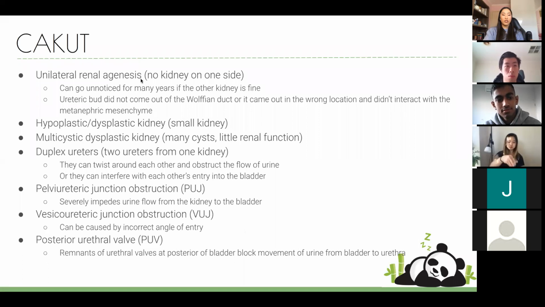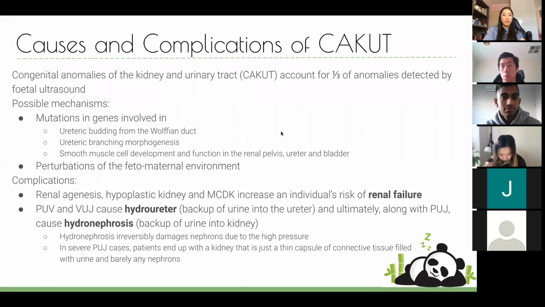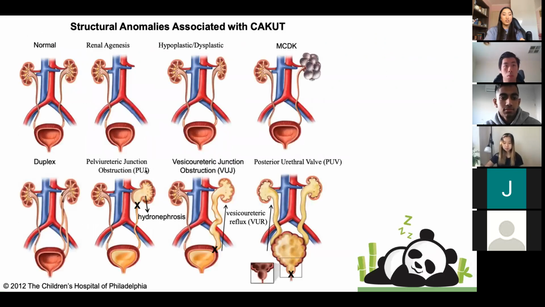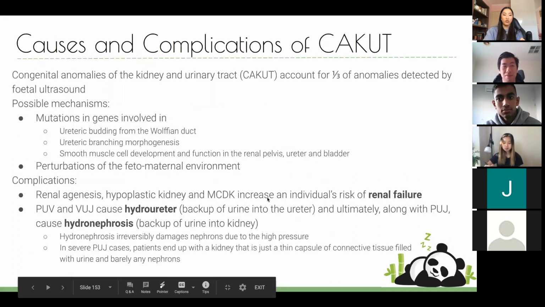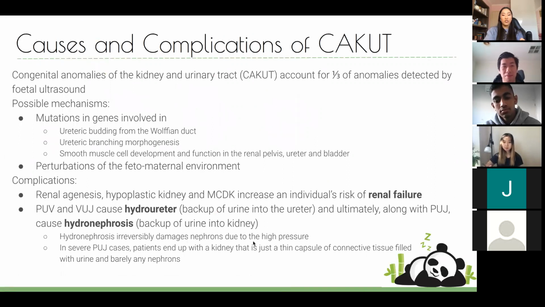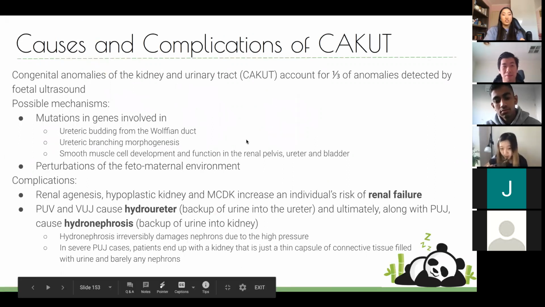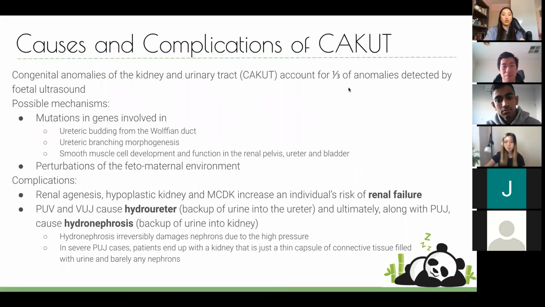The unilateral renal agenesis is an issue with the ureteric bud coming out of the Wolffian duct. The problem with Acute, or I guess it depends on which type. So these ones will have issues with your hydroureter and your hydronephrosis. The other ones will have issues with renal failure. So your congenital anomalies, they account for 1/3 of anomalies detected by fetal ultrasound. So it's actually quite a big factor.